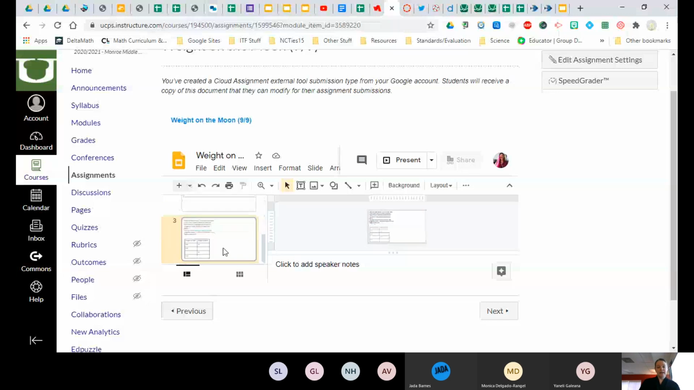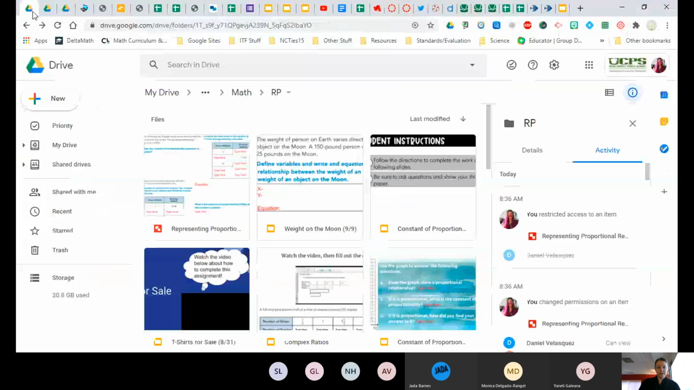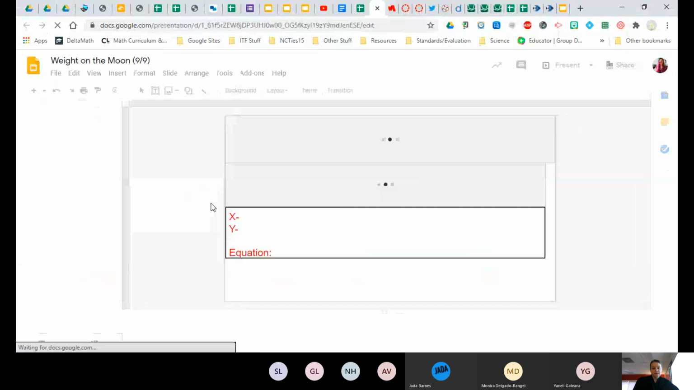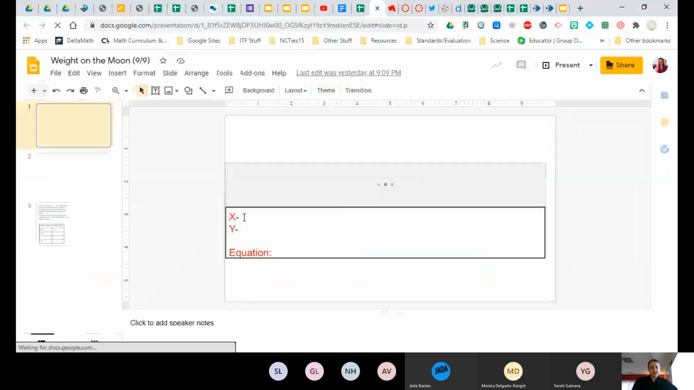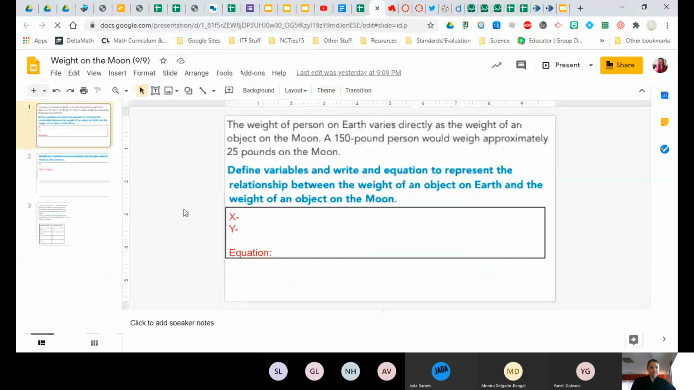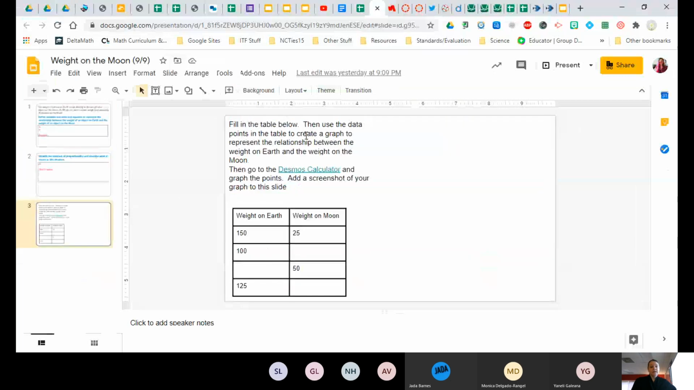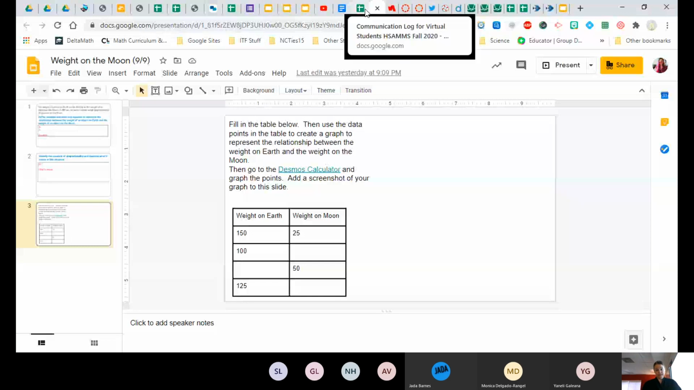And then you have a chart. Let me pull this assignment up here. Let me make it bigger for you. So here's the first slide. Tell me what is the X value, what is the Y value, write the equation. What is the constant of proportionality? What does it mean? Then you're going to fill in the table down here. And here is that link to that Desmos calculator that you are going to put your points into. And I want you to screenshot your graph and add it to this slide before you submit it.